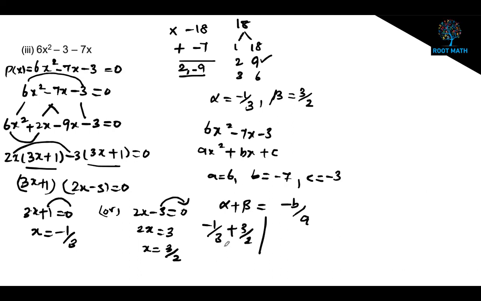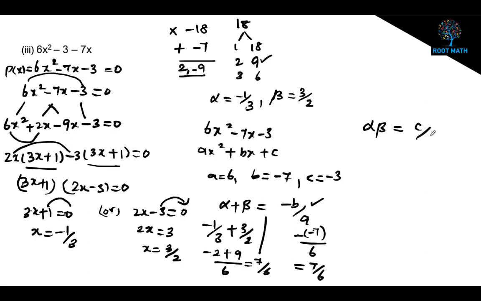Fraction addition. Since 3 and 2 are different denominators, 6 is our LCM. Minus 2 plus 9, which is equal to 7 over 6. And then here minus b by a: this b also has a minus, and a value is 6, which is minus into minus plus, so 7 over 6. You can see alpha plus beta is equal to negative b by a. That means it's verified.